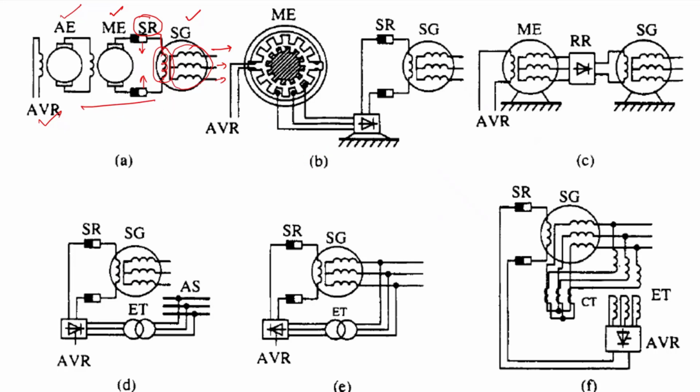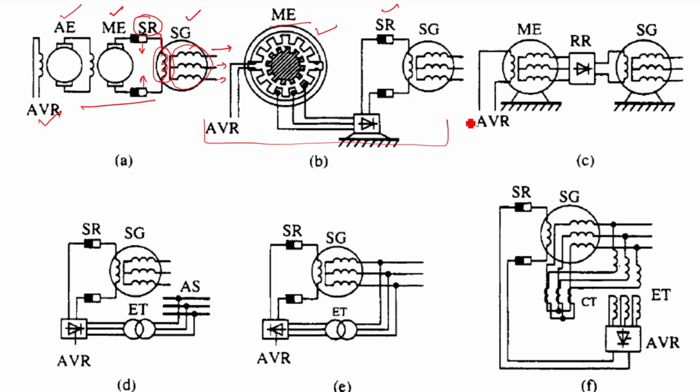And in another arrangement we see here, the main exciter is an AC generator, and the AVR is being fed. In this AC generator we have three-phase supply, and through the rectifier we are rectifying it, and through the slip ring we are feeding it to the field of the synchronous generator. This is another arrangement.